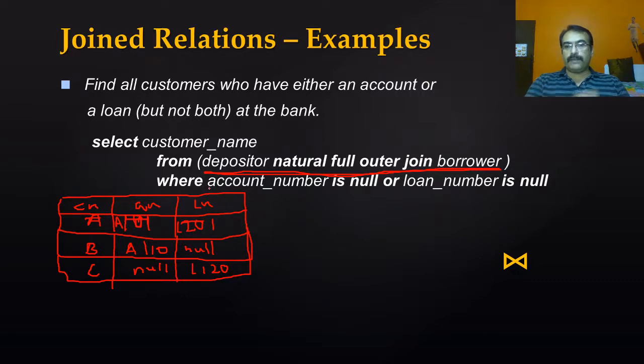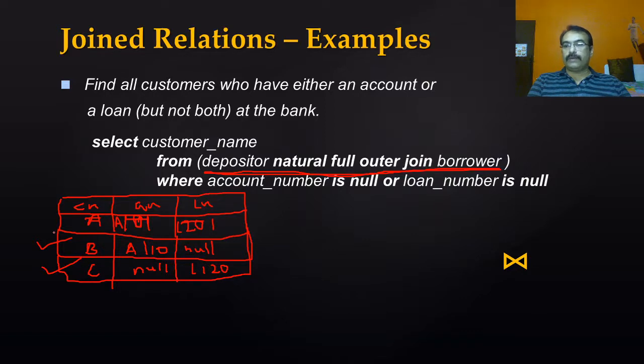Now what is the condition I am putting? Where account number is null or loan number is null. So if account number is null, that person is having only a loan. If loan number is null, that person is having only an account, which will happen in these two cases.